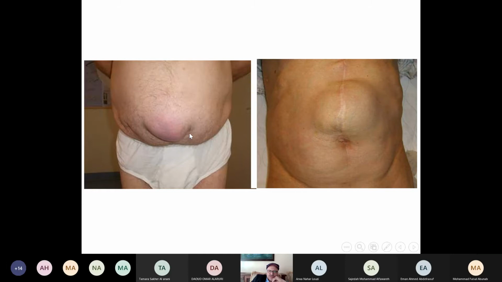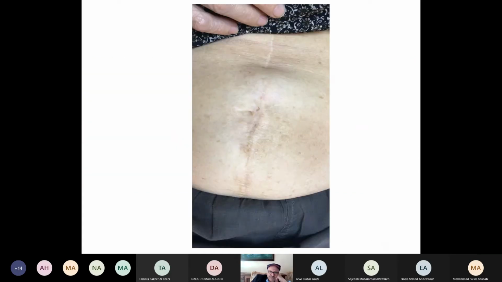So as you see here, this is an uncomplicated hernia. This is a red hernia. If you examine this one, you will find that it is tender. How can we examine for irreducibility?